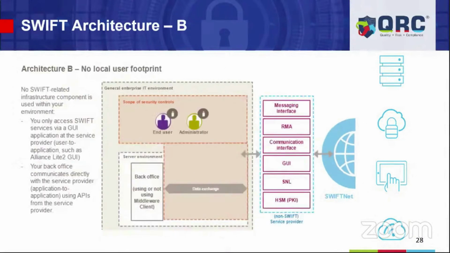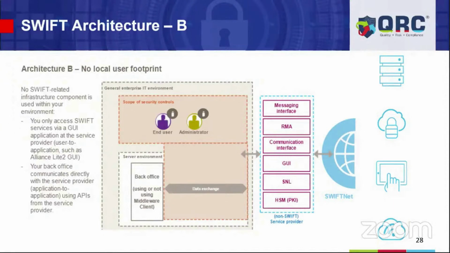And A4 is no local user footprint. Basically, no infrastructure component is there inside of your network. It's only through a GUI they provided. That's all. You have to communicate through the GUI. That's enough. The request just goes from you and nothing else. Everything is outside. It's not under your control.